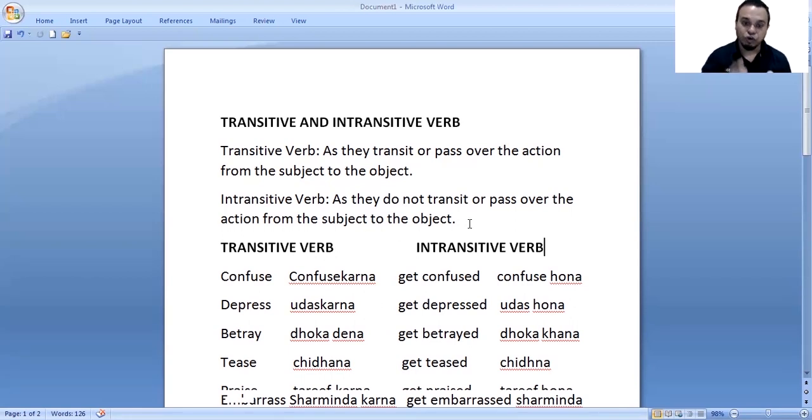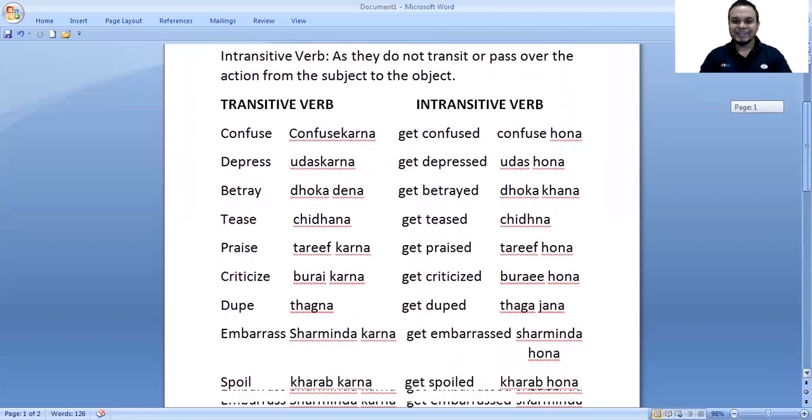So let's move forward. Now I'm going to teach you how to convert a transitive verb into intransitive verb. Now confuse. Confuse means confuse karna. किसी को confuse करना, right? Confuse करने के लिए you need an object, somebody. So for example, Raju confused his brother. Raju ने अपने भाई को confuse कर दिया.